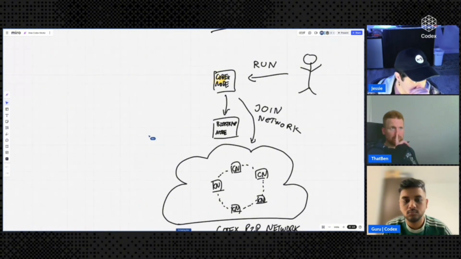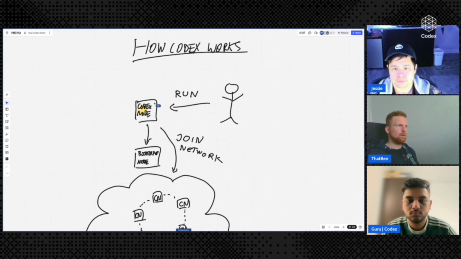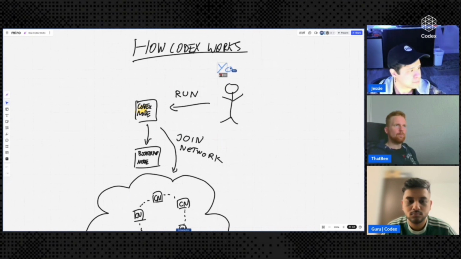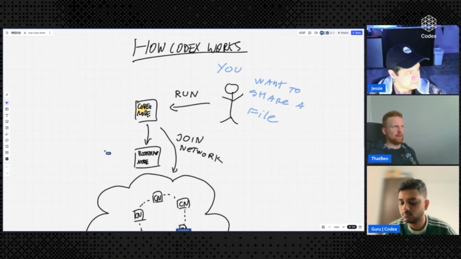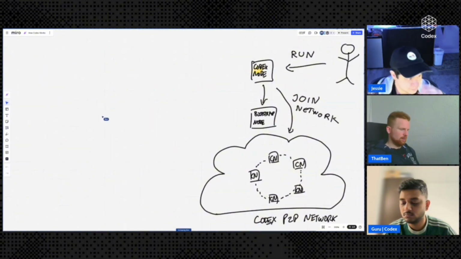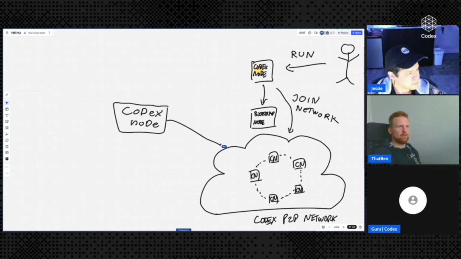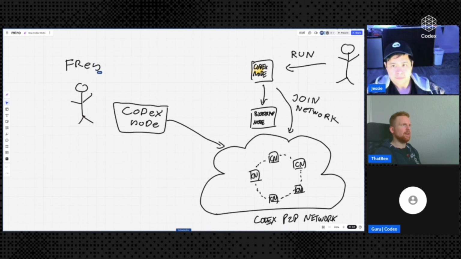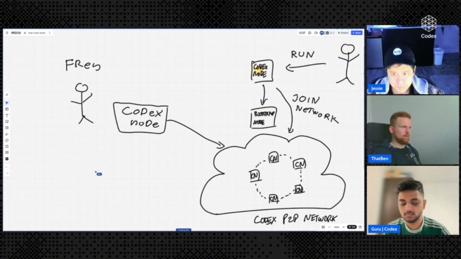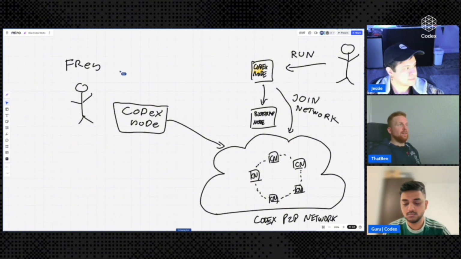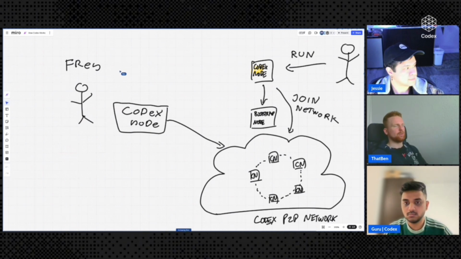Let's draw the use case first, because then we know what we're talking about. So here's you, and you want to share a file because we're doing peer-to-peer file exchange for now, right? Let's say here is a Codex node of your friend, and they are also connected to the network. Here's your friend, Bren. And the friend wants to receive the file, right? So, wants file. Then we can talk about the steps to get us there. So what happens? What's the first thing you do?